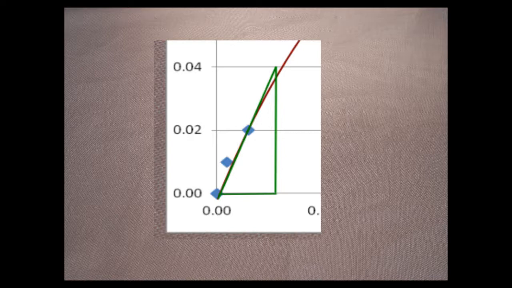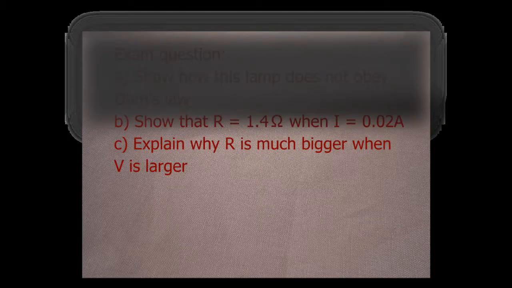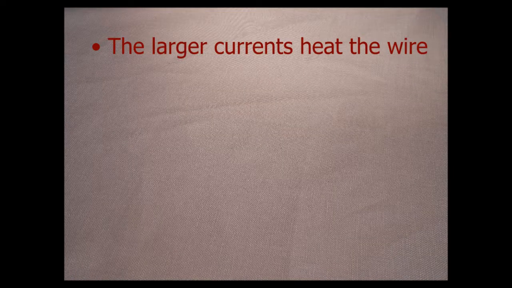So here I get a voltage of 0.0563 volts and 0.04 amps, and that gives me a resistance of 1.41 ohms. Finally, they're asking for ideas: larger currents heat up the wire, so the lattice vibrates more.